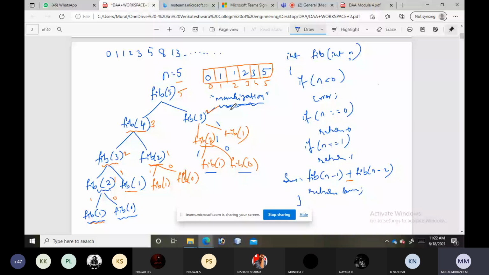So this is the advantage of dynamic programming.